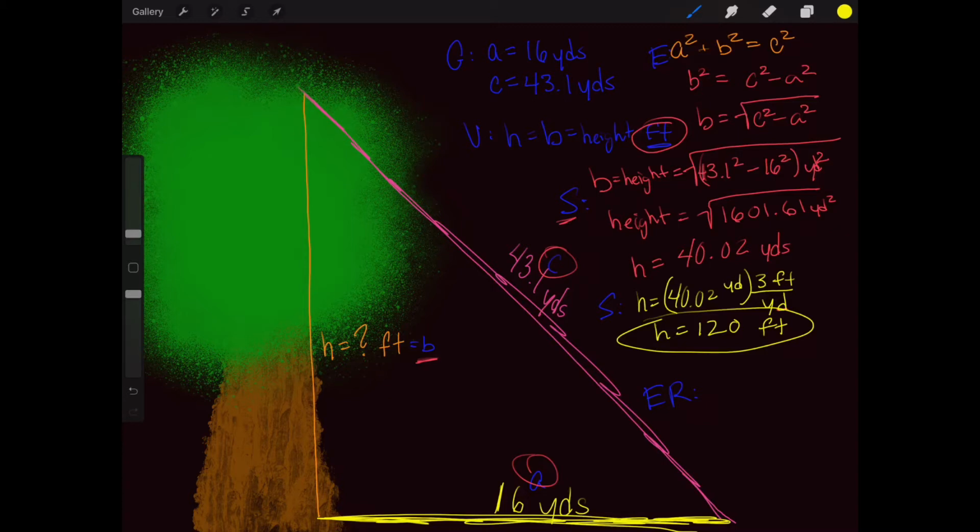Then we can even put that in our evaluation of results. My prediction was about 120 feet before I even did these problems, before I went out and measured it with my rangefinder, before my dad looked at it with the angle. I guessed about 120, and so did he. So you can even say in your evaluation of results, this matches with my prediction. My final answers, my units are correct. Check mark, check mark. And when you do all of that, that's how you know your answer is valid.